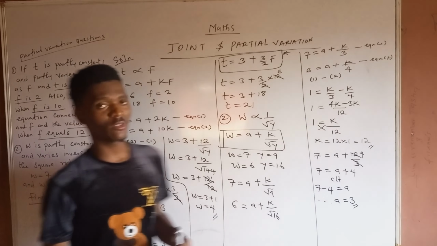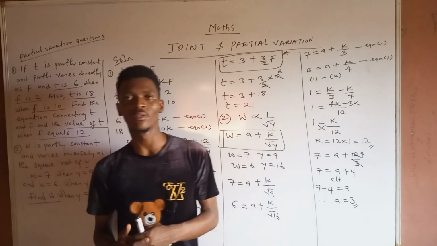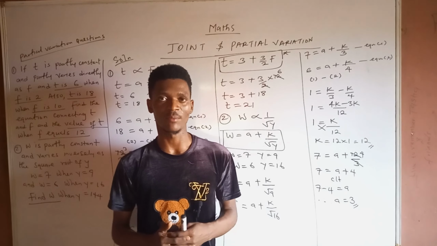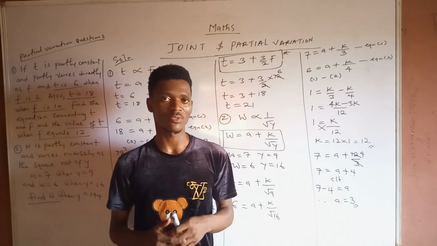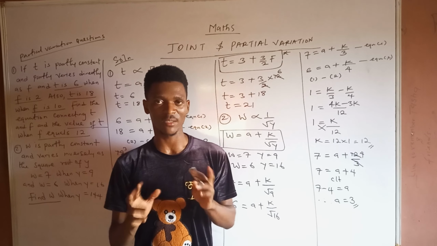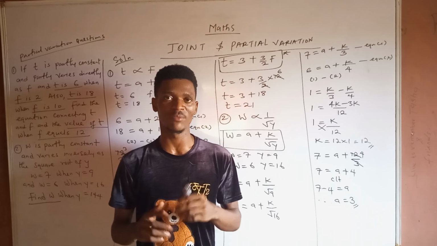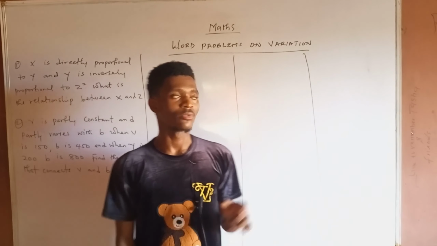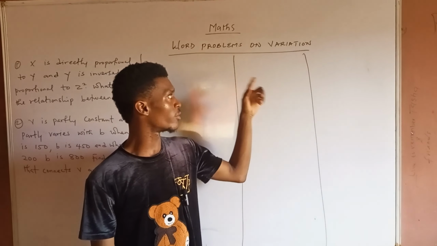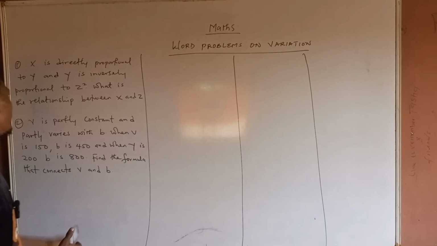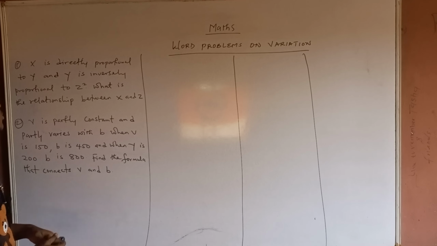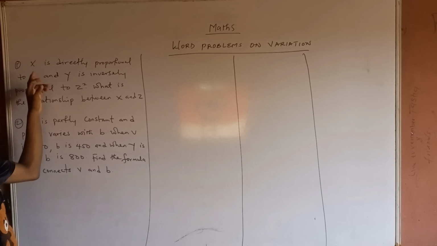So we are still going to look at just two more examples on word problems involving variations. Those are the two main examples I will look at under the word problems involving variation. So this is word problems on variation. Now we are having two questions here. That is the first question here. Let's quickly treat these questions.